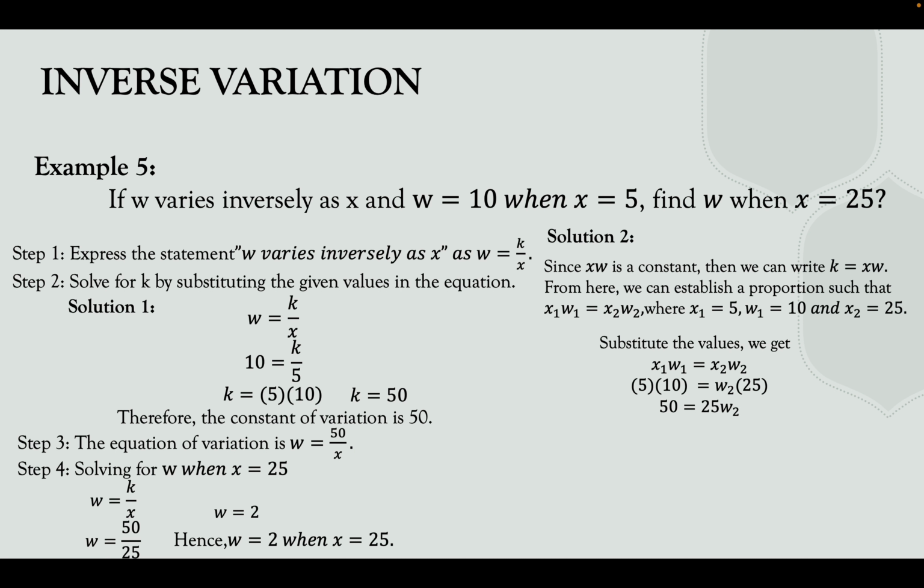Simplifying that, we get 50 equals 25 w sub 2. Divide both sides by 25, and we get w sub 2 equals 2. Therefore, w equals 2 when x equals 25. Now, it's up to you whether you will use solution 1 or solution 2.